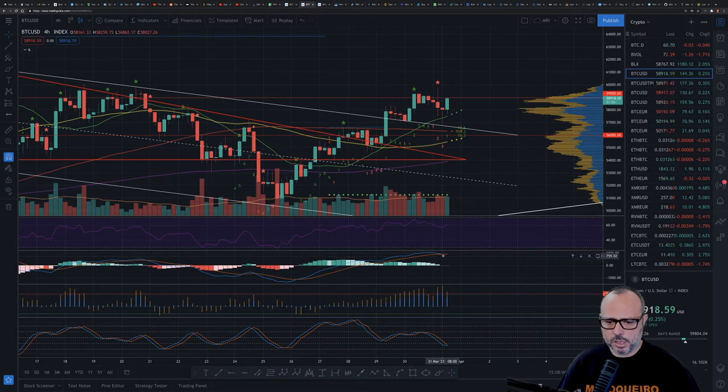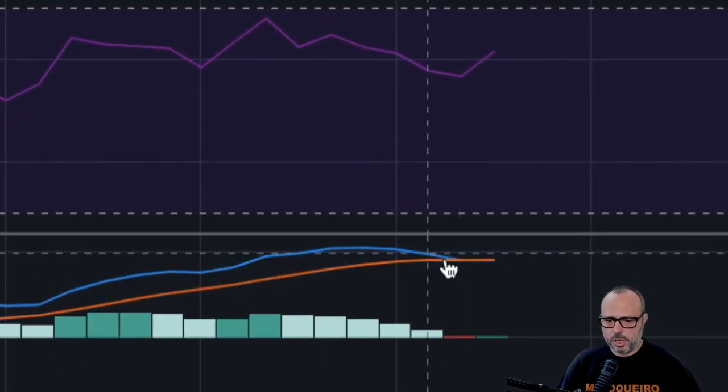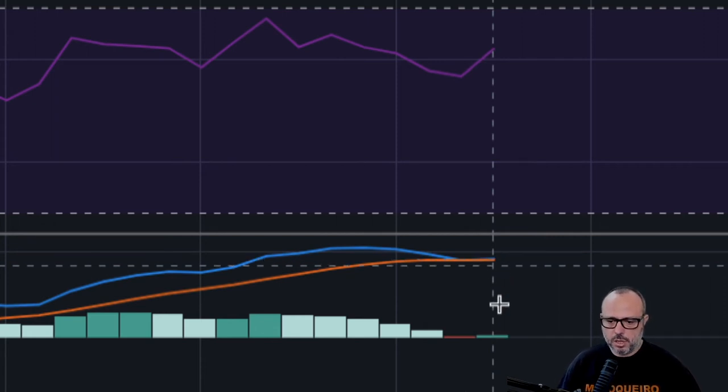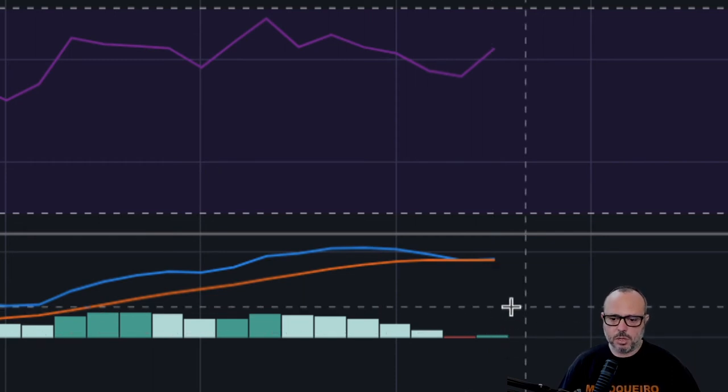The MACD is undecided, so it's a bit neutral. You can see the blue line crossing the orange line but not going below it, so they are now together just going sideways. This is neutral when it comes to the MACD. However, the bar appearing right now is green, and that's a very good sign. It just appeared as we speak, as I'm recording this video.